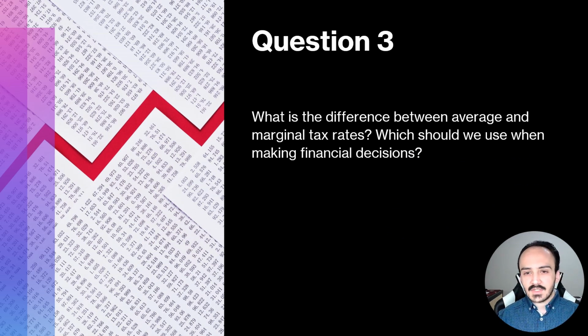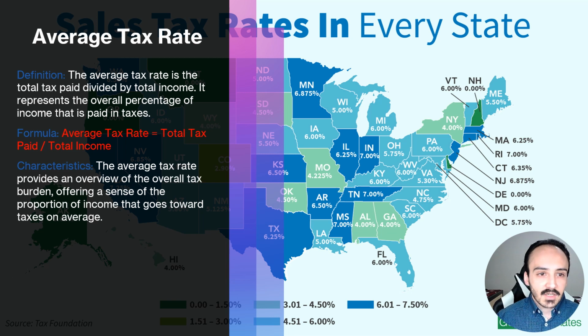Question 3: what is the difference between the average and marginal tax rate, and which should be used when making financial decisions? The average tax rate definition: the average tax rate is the total tax paid divided by total income. It represents the overall percentage of income that is paid in taxes. The formula: average tax rate equals total tax paid divided by total income. Characteristics: the average tax rate provides an overview of the overall tax burden, offering a sense of the proportion of income that goes toward taxes on average.